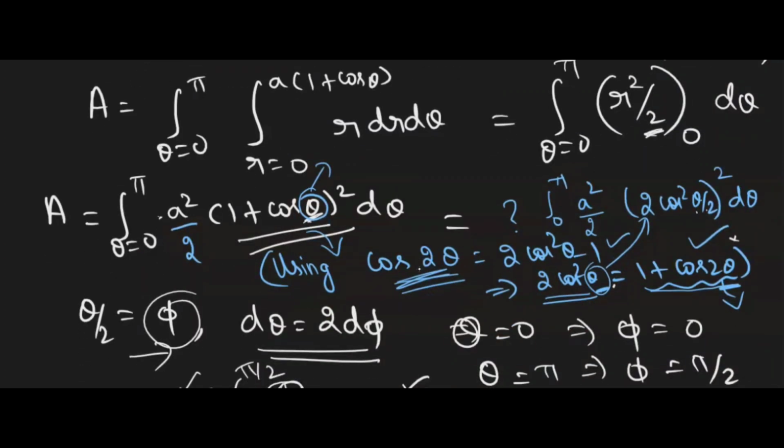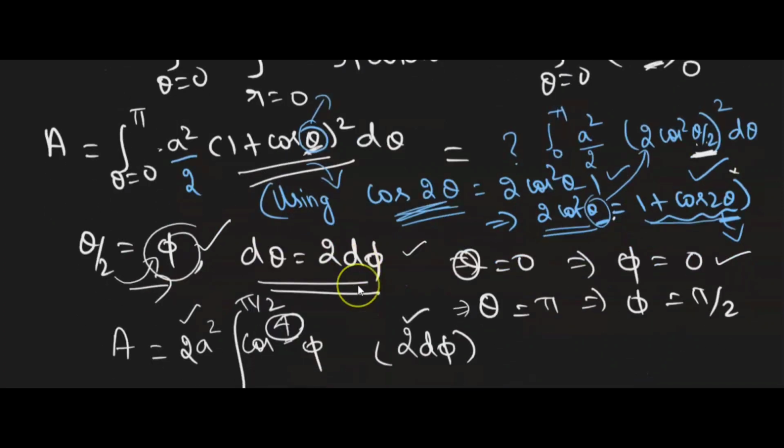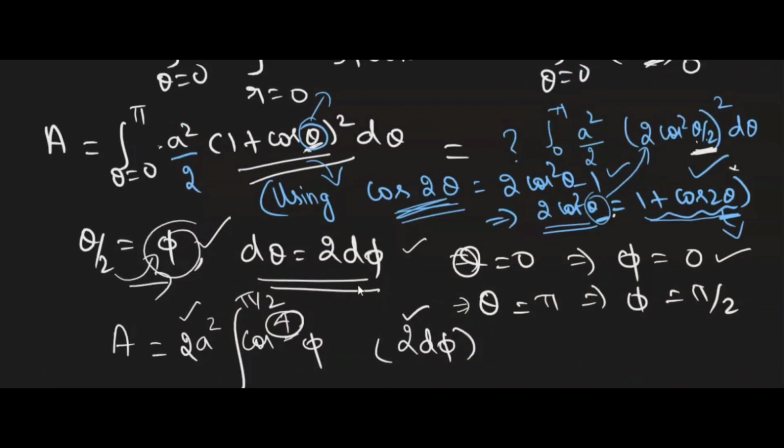So now for further simplification, we are substituting. So this theta by 2, let us substitute this as phi, which implies what is d theta? This 2 goes to the other side, 2 d phi. And we have to fix the limits. When theta is equal to 0, this phi will become 0 because theta by 2 is equal to phi. And when theta is equal to pi, phi is pi by 2. So now your entire question changes to this format.